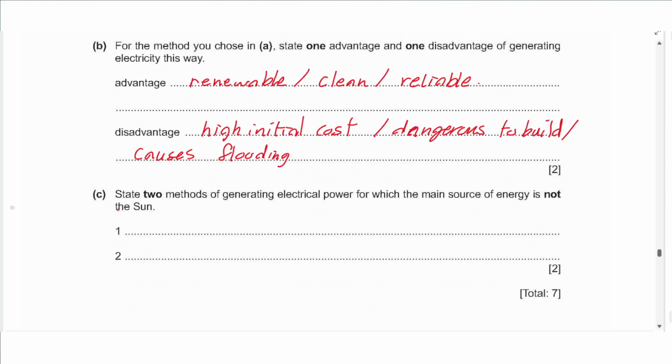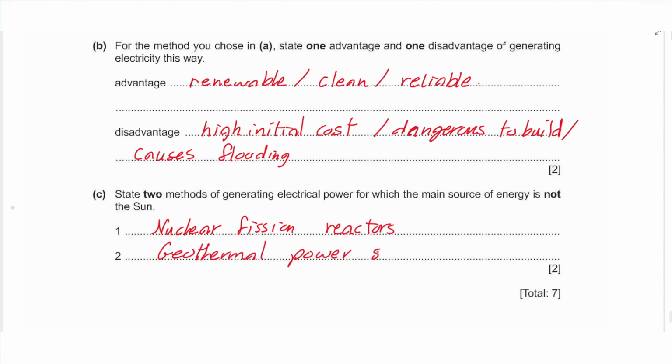Question C says state 2 methods of generating electrical power for which the main source of energy is not the sun. So we only have 2 sources of energy that do not depend on the sun. That is nuclear fission reactors and geothermal power stations. All other sources of energy that produce electricity depend on the sun.